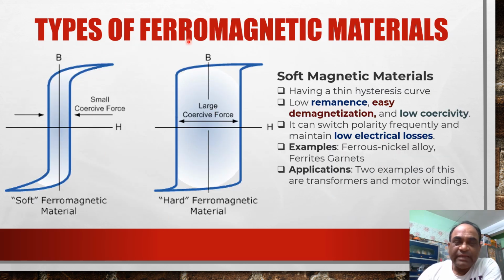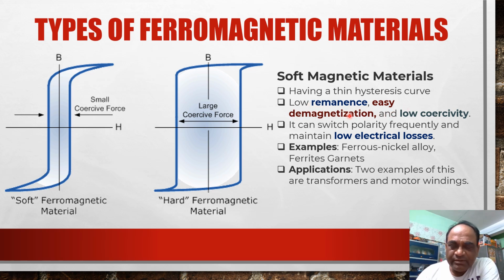Now, what are the types of ferromagnetic materials based on this hysteresis? You have soft ferromagnetic materials, and there is yet another type of material called hard ferromagnetic materials. Now let's explore the behaviors of the soft ferromagnetic materials. These materials have a thin hysteresis curve, as shown here in the left side picture. This type of material has low remanence. Low remanence means its retaining capacity of magnetism is low.